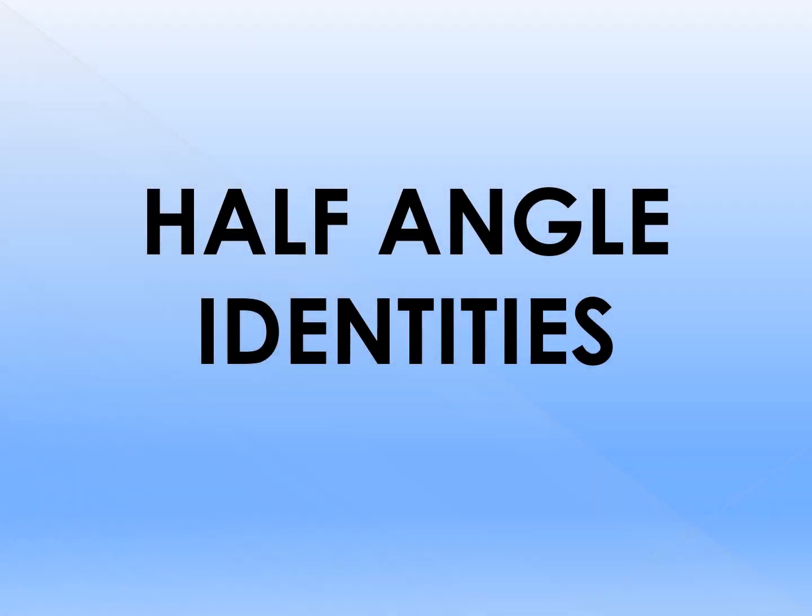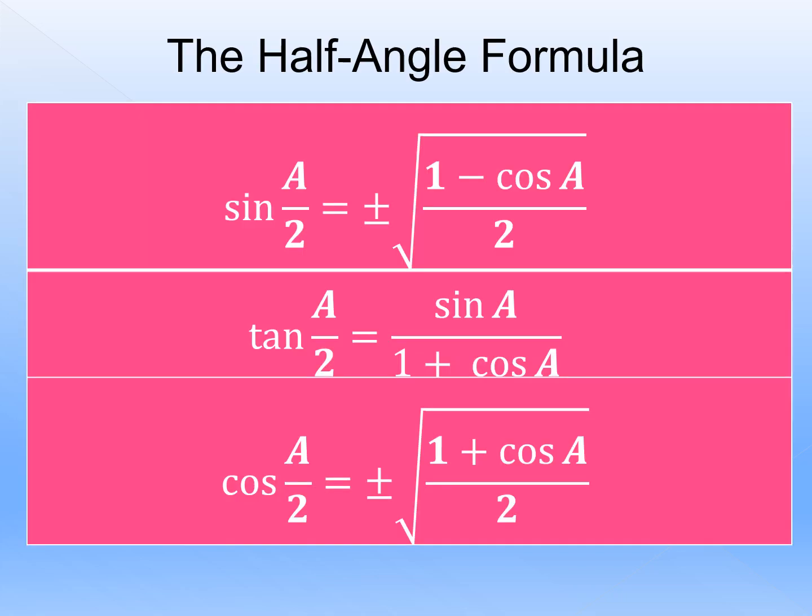Good day, everyone. Today I'm going to discuss trigonometric identities pertaining to the half-angle formula. Please take note of this formula. Sine A over 2 equals positive or negative square root of (1 minus cos A) all over 2. For tangent A over 2, we have sine A all over 1 plus cos A. And for cos A over 2, we have positive or negative square root of (1 plus cos A) over 2.